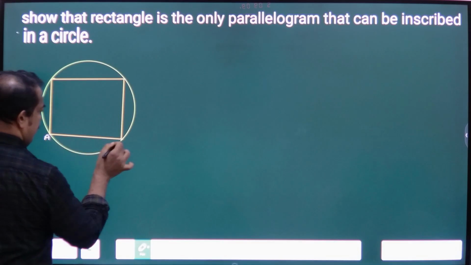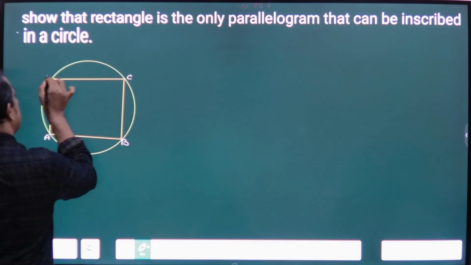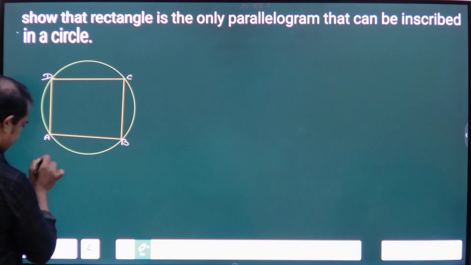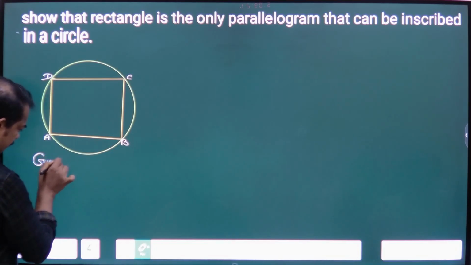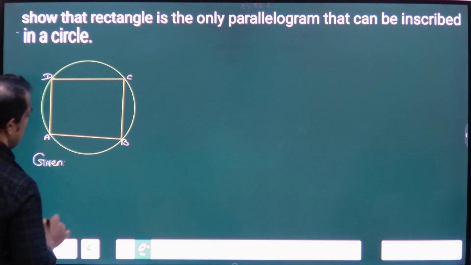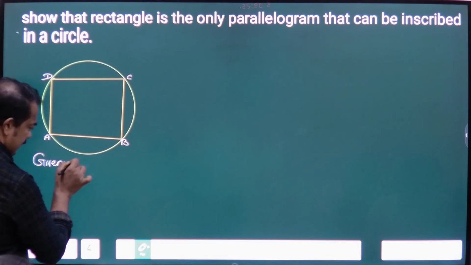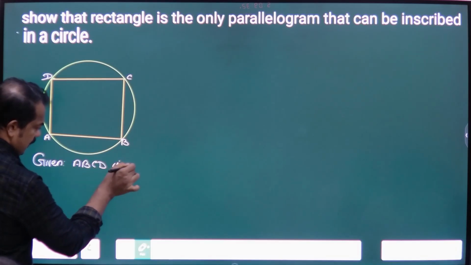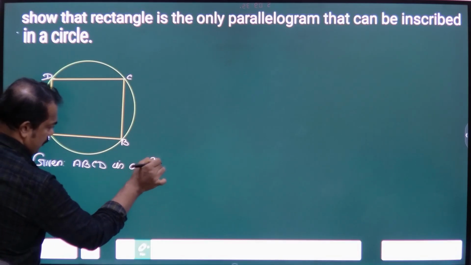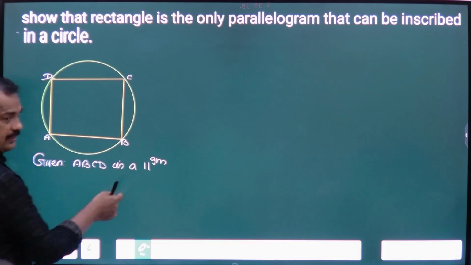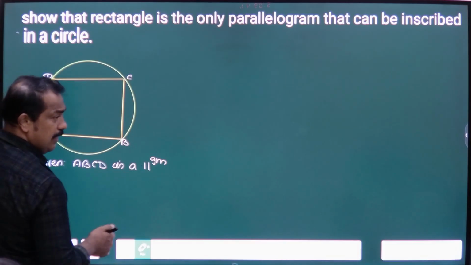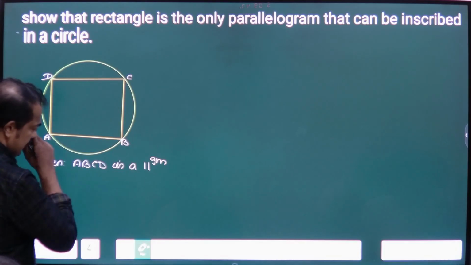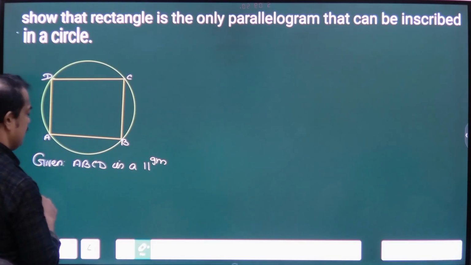A, B, C, D. Given: ABCD is a parallelogram. शॉर्ट फॉर्म में पैरेललोग्राम ऐसे लिख सकते हैं, ठीक है. ABCD is a parallelogram. Clear?